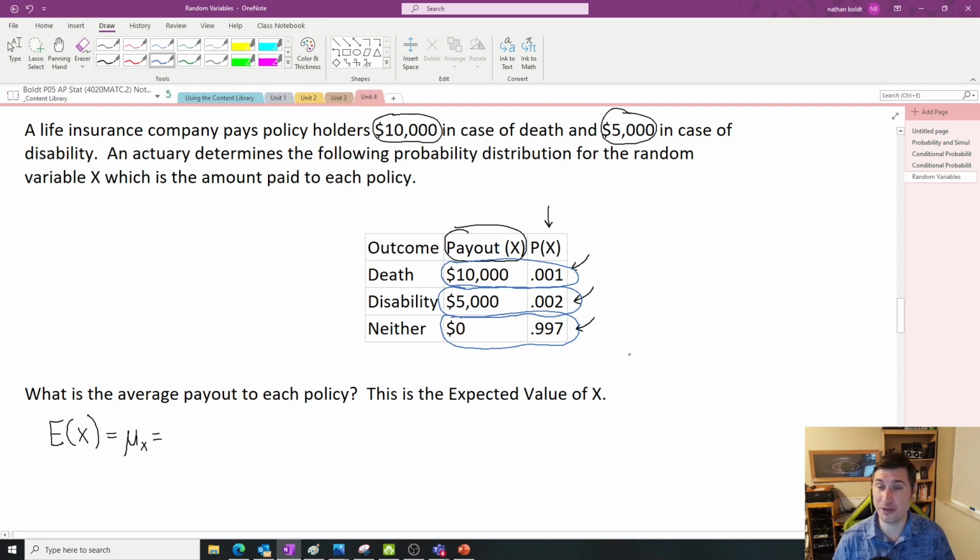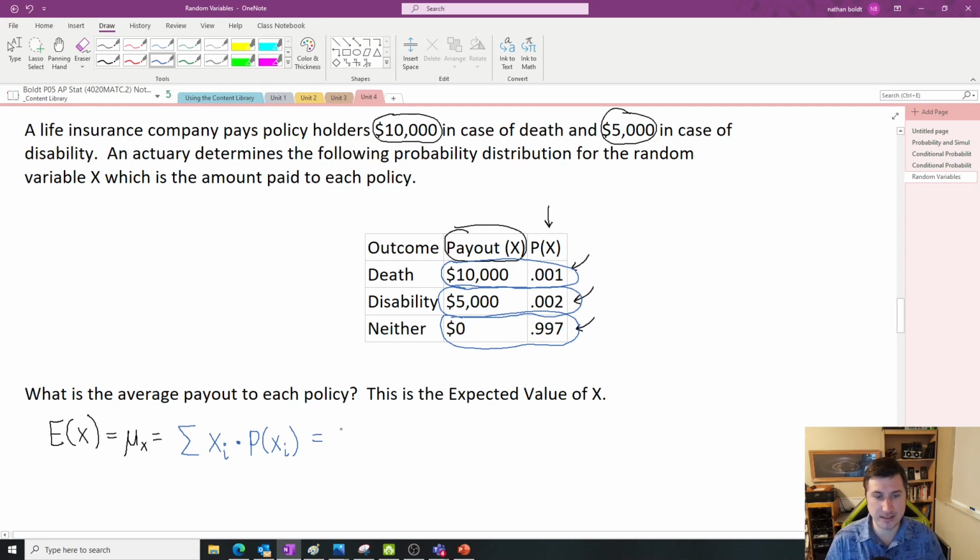What does that formula look like? It is the sum of each individual X, X sub i, times the probability of each individual X. So that's what the formula technically looks like, but it's pretty easy.